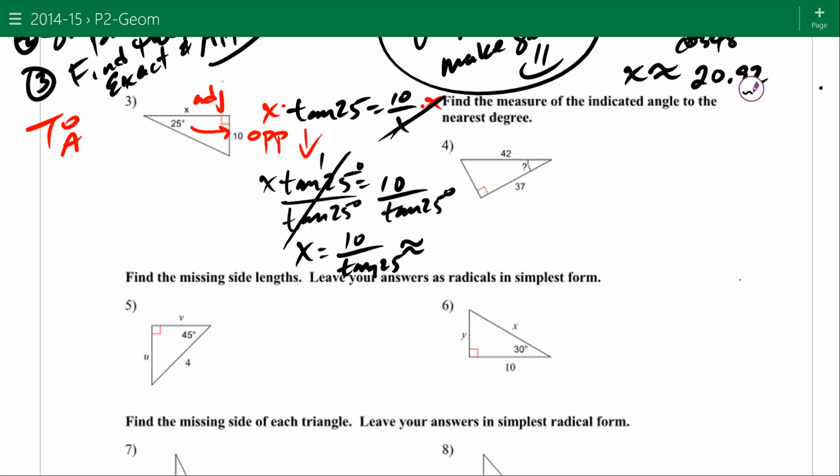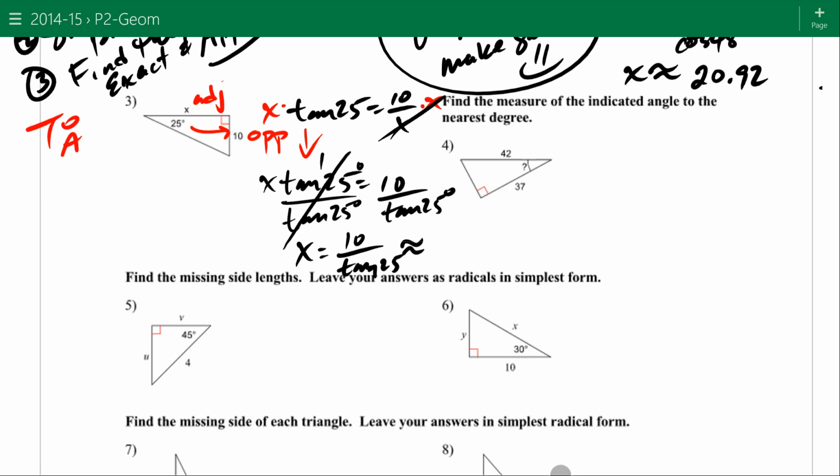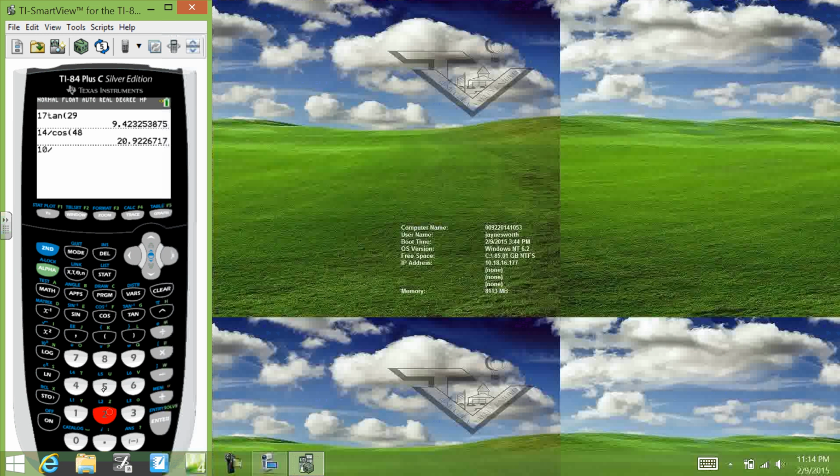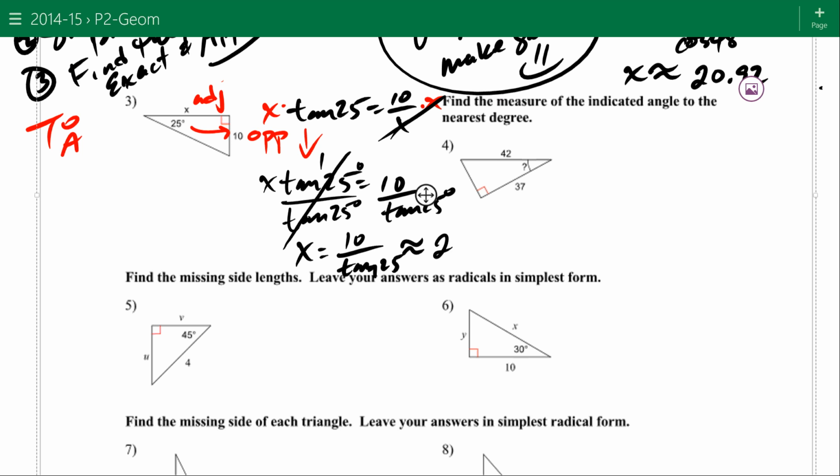I don't know. That's why I gave you guys a calculator. So 10 divided by the tangent of 25 degrees, and that would be about 21.45. 21.45, so let's stick that in. Now, again, this side's longer than 10, and so I'm expecting an answer bigger than 10, and I got one. I got 21.45, so my answer makes sense again.